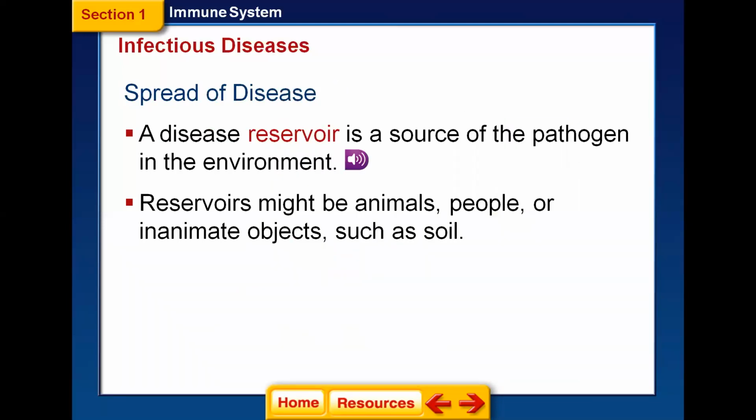Now, let's talk about something else. How do these diseases spread? So diseases spread, guys, from a reservoir to other persons, to other organisms. Reservoir is the beginning. Reservoir is the source of the pathogen in the environment. And the reservoir might be an animal, might be a human body, might be an inanimate object like soil. Whatever the source is, it is the beginning. This is what we need to look for, this is what we need to deal with, because it's the beginning, it's the source.